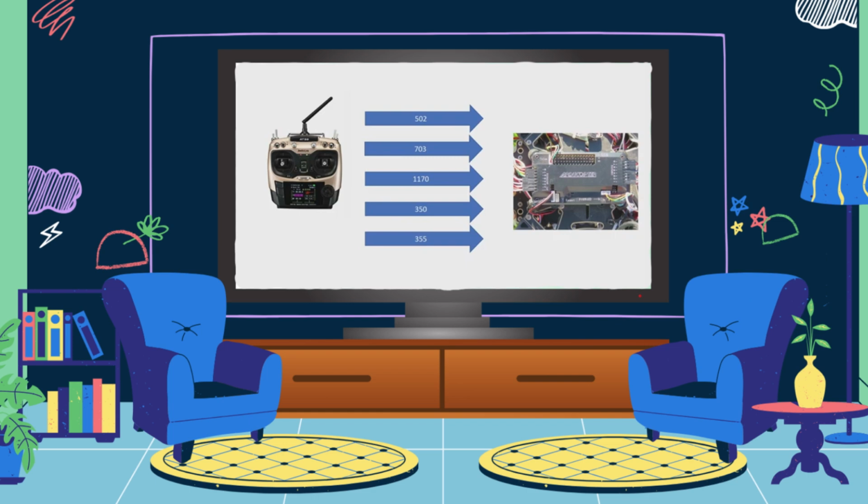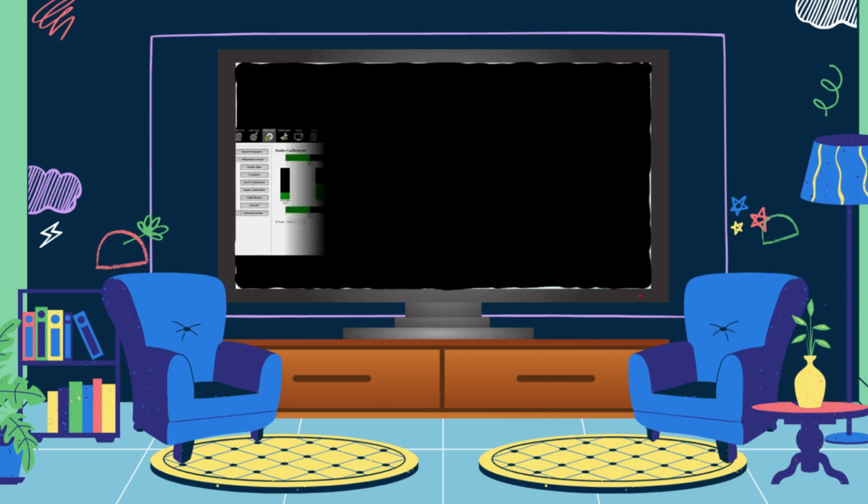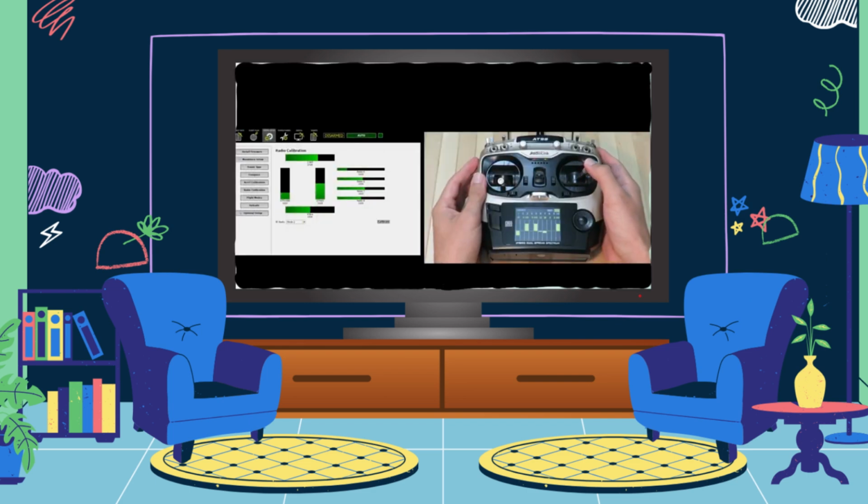We teach our flight controller the minimum and maximum values that can come from each channel. This process is called radio calibration. Our flight controller interprets the incoming values within this range and executes the commands we give. Let me show you how it works with a video.